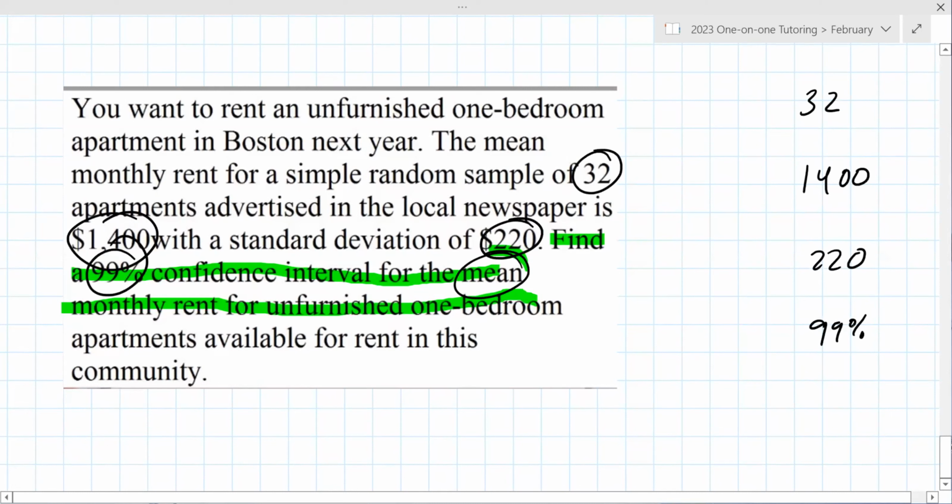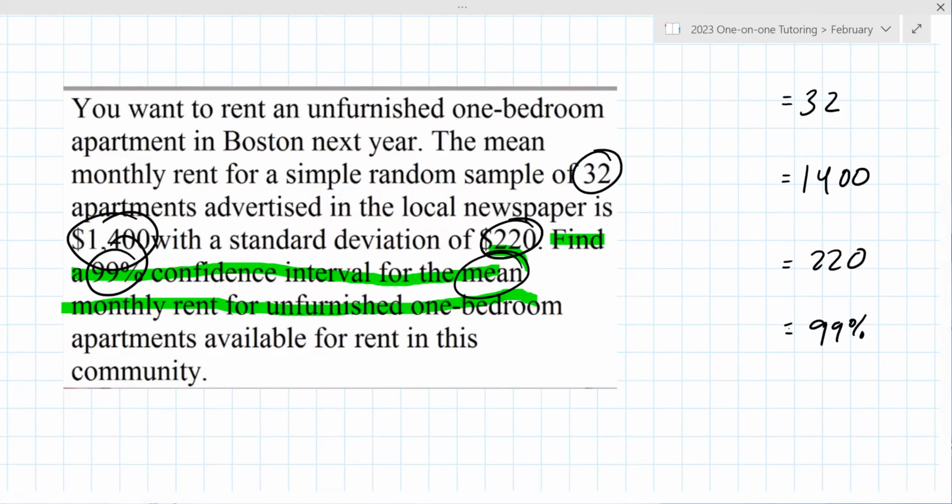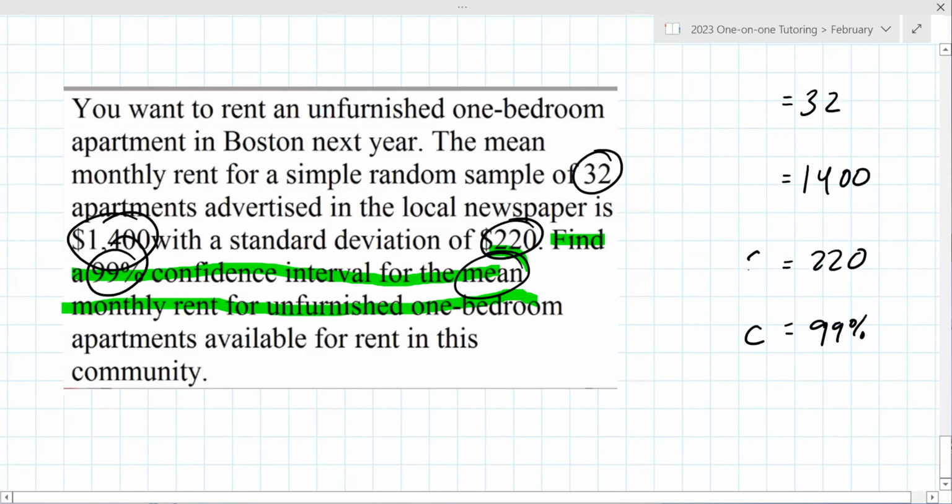It's a sample. Yes, they're all samples. So give me the correct letters here. Let's see. Okay. C is 99. Okay. The standard deviation is 220. Okay, so that's little s. Yes.